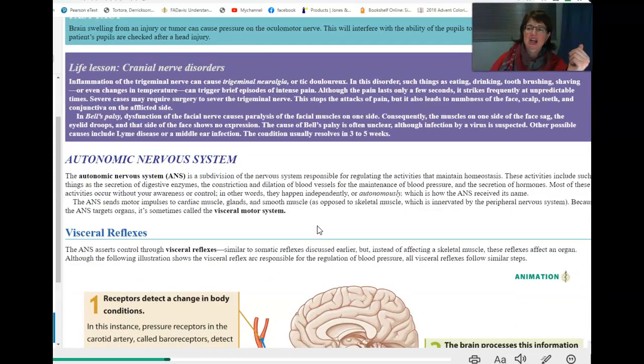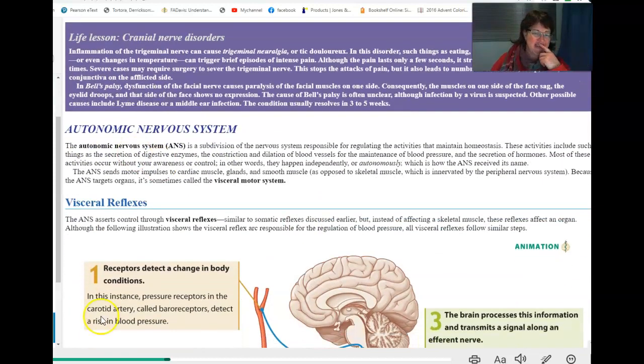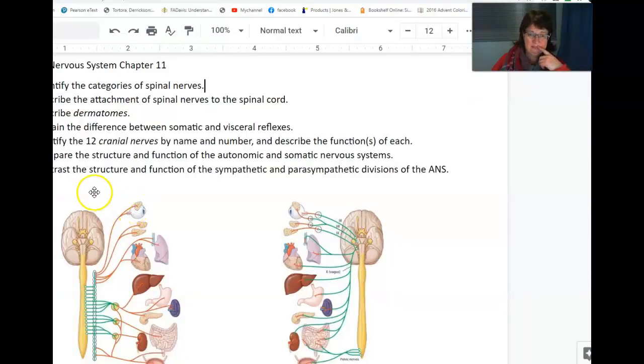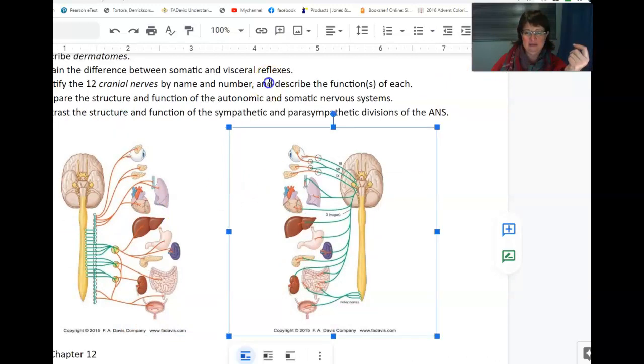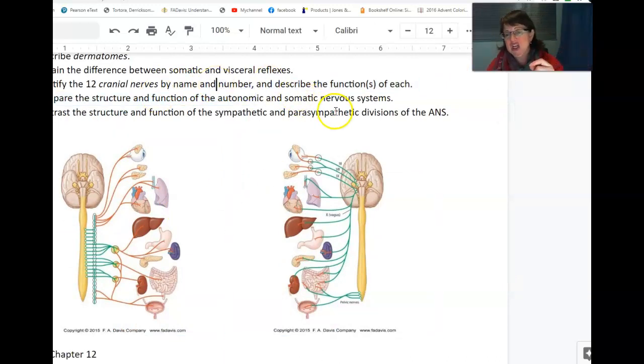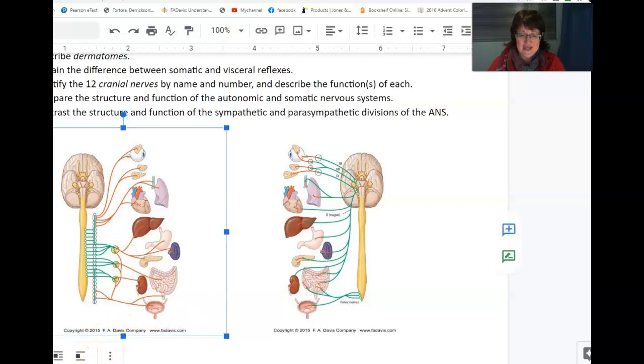Now, autonomic nervous system is the next topic, correct? Let me just double check here. Autonomic versus somatic nervous system. We already talked about that. The somatic nervous system is the one that controls the muscles. So the somatic nervous system is voluntary. The autonomic nervous system is involuntary or automatic, hence the word autonomic.